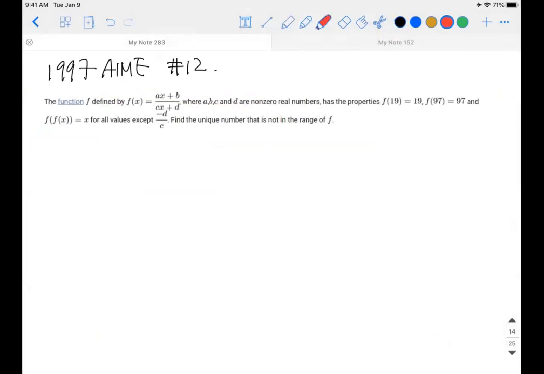Every single step using the definition. So the question says, function f is defined by f(x) = (ax + b)/(cx + d). It's a fraction function, right? But no, we're not using any flowery things from fraction functions. We just take it as a function, where a, b, c, d are non-zero real numbers, and has the property f(19) equals 19, f(97) equals 97.